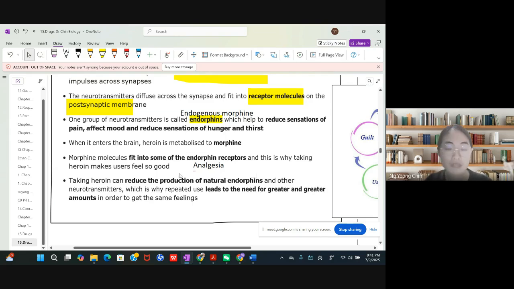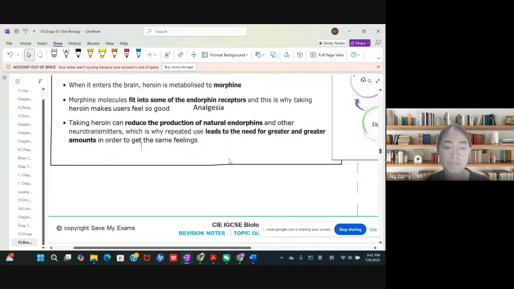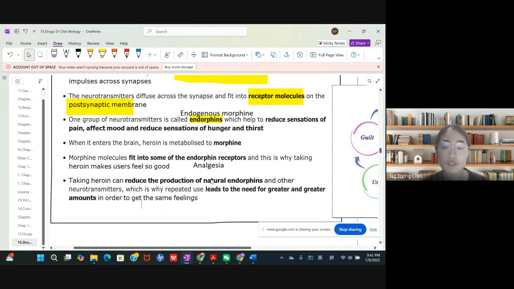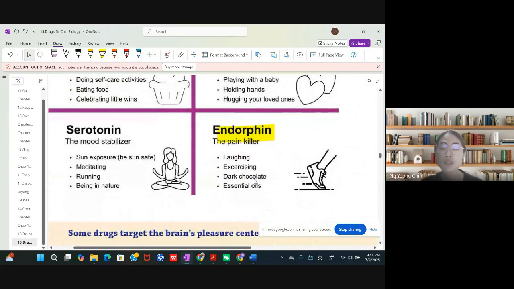Okay, so that's why whenever the patient takes heroin, they need to repeat the use of the heroin. It means that they need to increase their dosage in order to get the same feeling, because it can reduce the production of the natural endorphin. So what is endorphin? Endorphin is a kind of painkiller, okay?